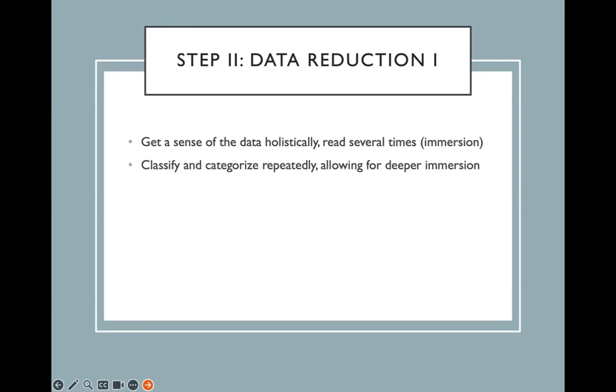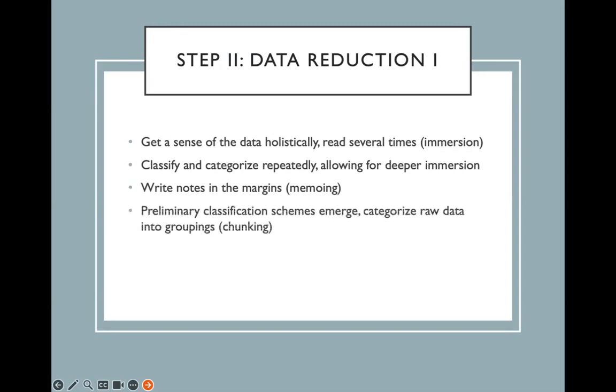So, once you have immersed yourself with the data, you need to classify and categorize these data repeatedly, allowing you for deeper immersion into the data. You have to write notes in the margins about these statements, number the lines, write notes in the margin. That's called memoing. And after you have memoed, then we can look at the preliminary classification schemes that would emerge as we categorize raw data into groups. And that's where we arrive at our first way of reducing data by means of chunking.